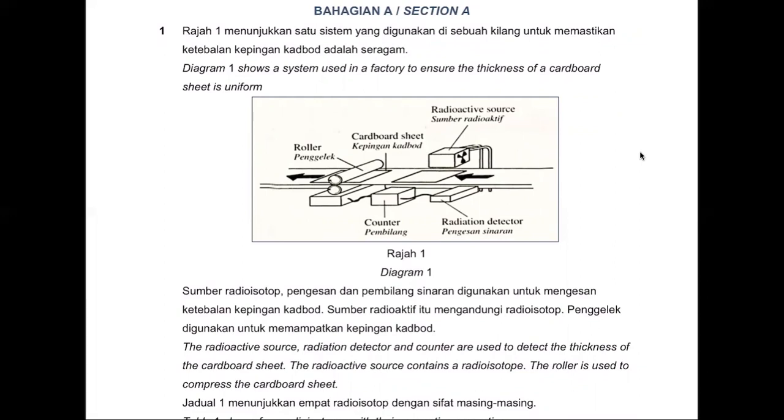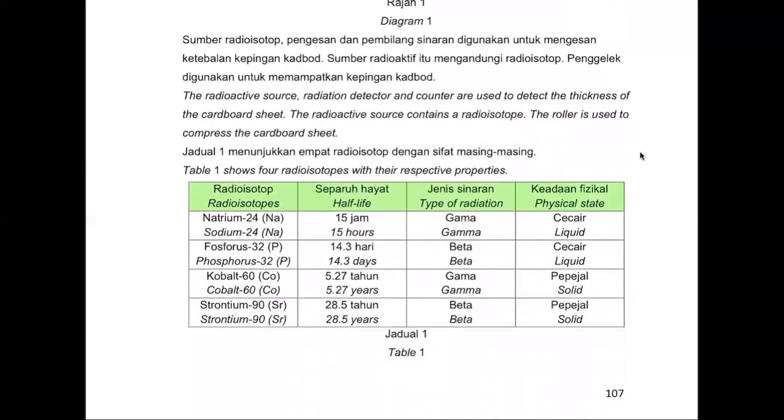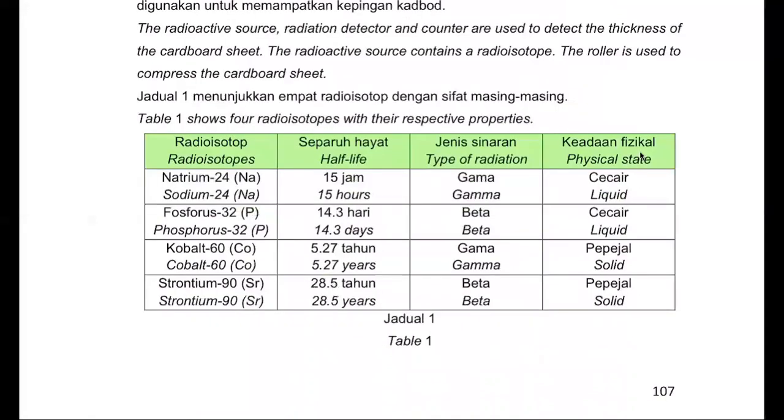Okay, so number 1. Diagram 1 shows a system used in a factory to ensure the thickness of a cardboard sheet is uniform. The radioactive source, radiation detector, and counter are used to detect the thickness of the cardboard sheet. The radioactive source contains a radioisotope. The roller is used to compress the cardboard sheet. Table 1 shows 4 radioisotopes with their respective properties.